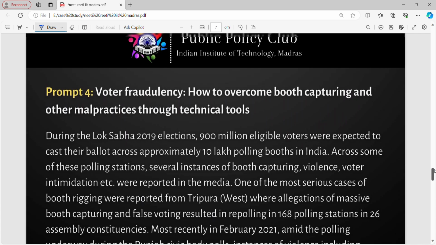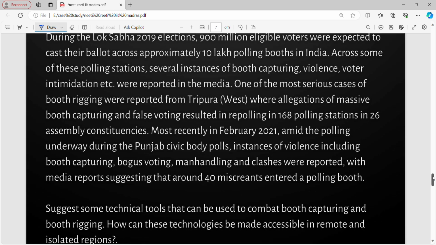Next is the prompt on voter fraudulency: how to overcome booth capturing and other malpractices through technical tools. During the Lok Sabha 2019 elections, 900 million eligible voters were expected to cast their ballot across approximately 10 lakh polling booths in India. Across some of these polling stations, several instances of booth capturing, violence, voter intimidation, etc. were reported in the media.